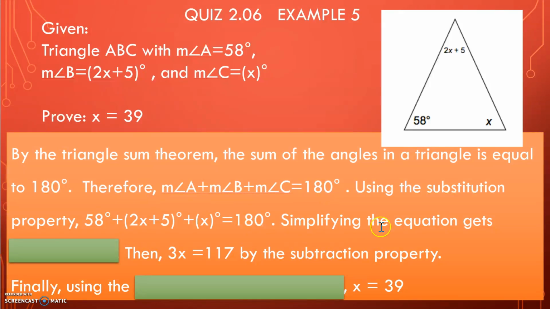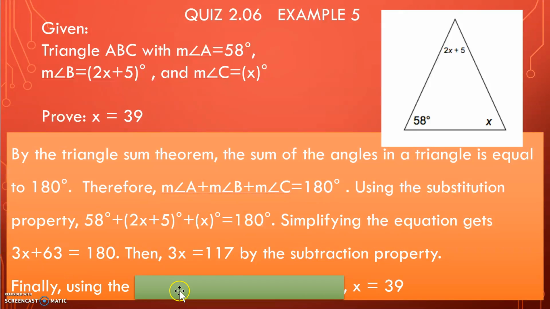Simplifying the equation, and simplifying means we combine like terms. We have 2x plus x, that would give us 3x. And then we have 58 plus 5, and that would give us 63, still equal to 180. Then 3x equals 117 degrees by the subtraction property. They subtracted 63 from both sides and got 3x equals 117.